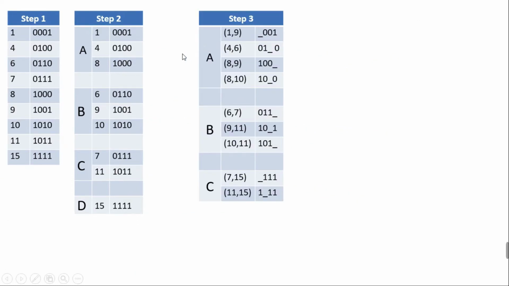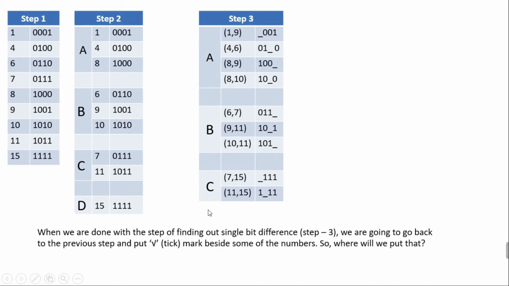So this is what our problem looks like after we're done with the first phase of comparison. Alright. So this is step 1, step 2, and step 3. So now what we're going to do is that when we're done with the step of finding out single bit differences, in this case step 3, we're going to go back to the previous step, that means step 2, and put tick mark beside some of the numbers. Okay, so we're going to put some tick marks over there, step 2.